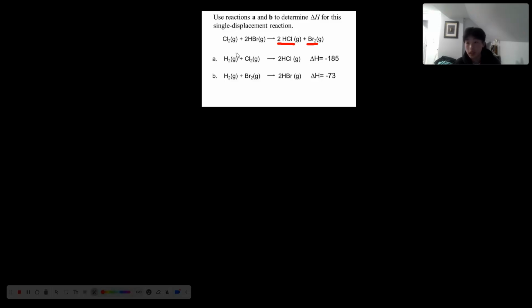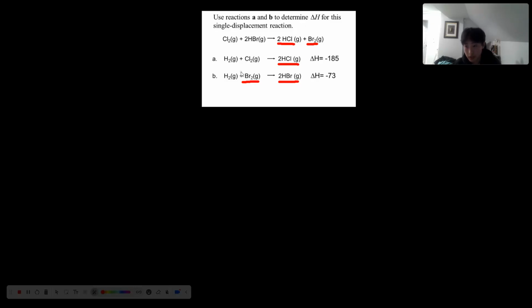So if we look at A, it says that H2 plus Cl2 yields 2HCl. I'm okay here because I have my products on the appropriate side, which means that I don't have to do anything to this reaction. However, on the other hand, we have reaction B, which says that H2 plus Br2 will yield 2HBr. As you notice, the 2HBr is on the product side when it should be on the reactant side, and vice versa for the Br2 in reaction B.